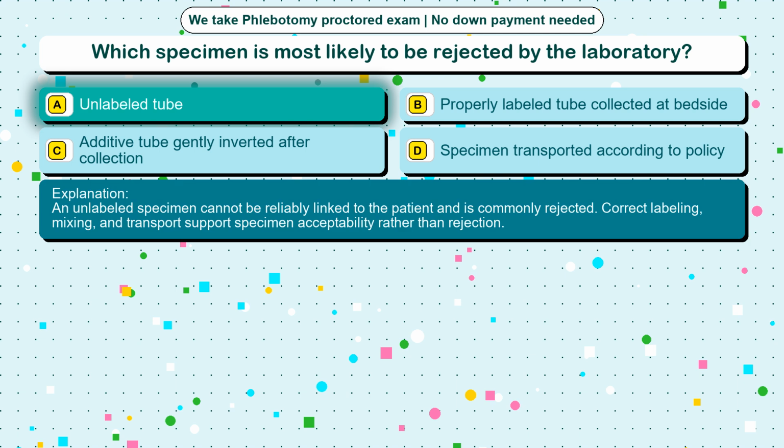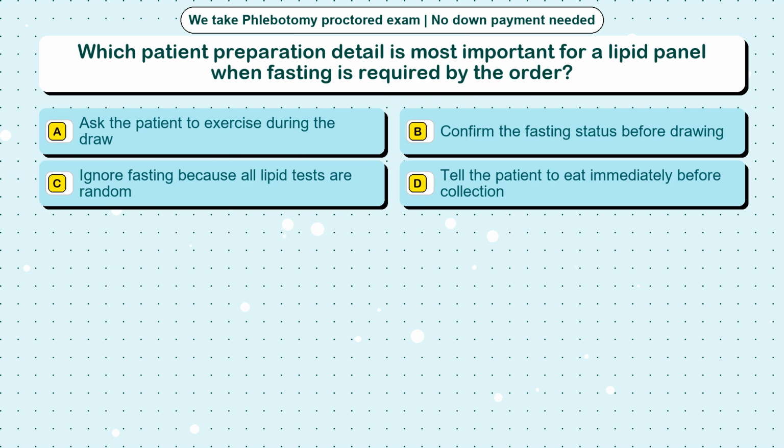An unlabeled specimen cannot be reliably linked to the patient and is commonly rejected. Correct labeling, mixing, and transport support specimen acceptability rather than rejection. Question 20. Which patient preparation detail is most important for a lipid panel when fasting is required by the order?